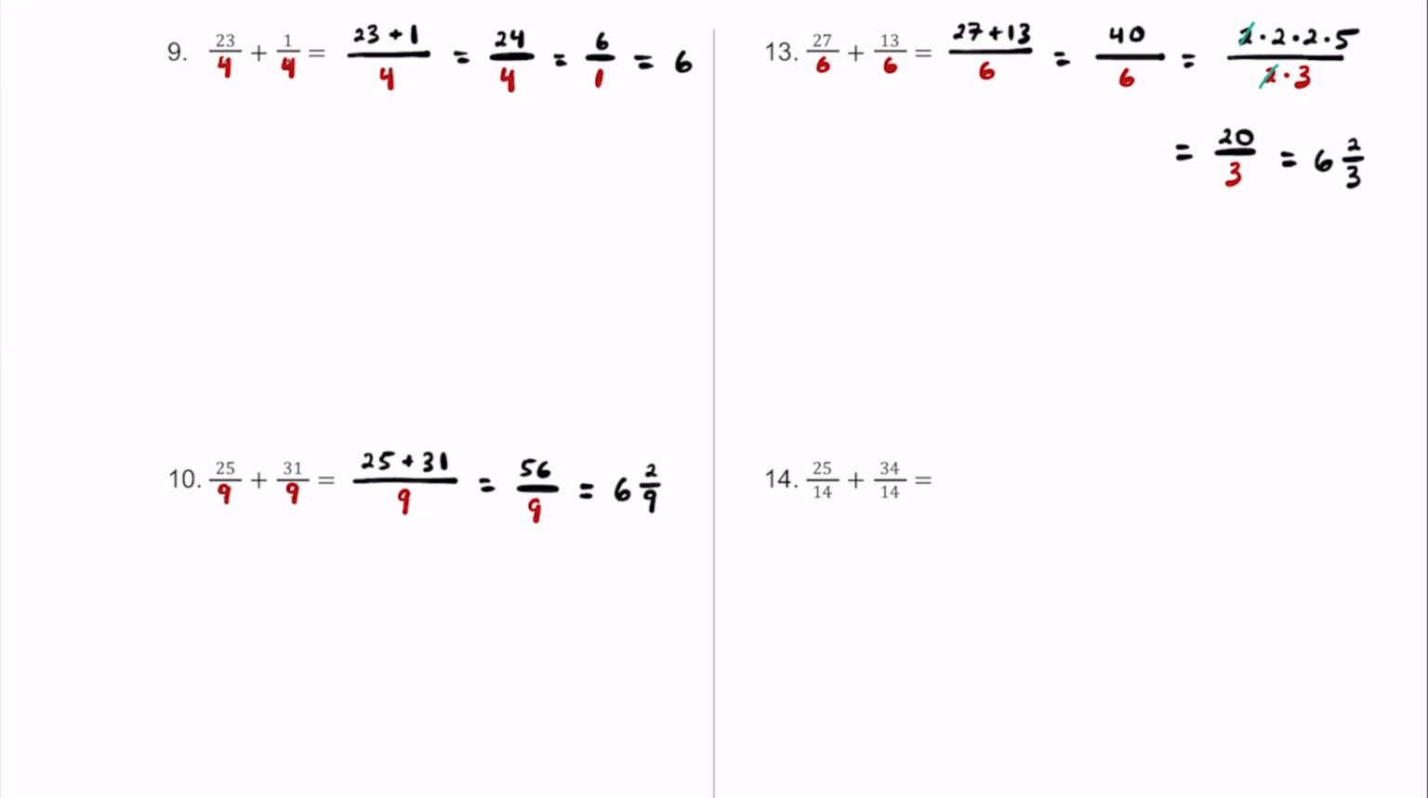Okay. For number 14, we have 25/14. We're going to be adding 34/14 onto that. So if we go ahead and add these two together, we're going to have our common denominator of 14, which is nice. And then we have our numerator of 25. We're going to find the sum of that with 25 and 34. Now 25 plus 34, I believe that's going to be 59. So we're going to go ahead and write the sum of 59 over 14.